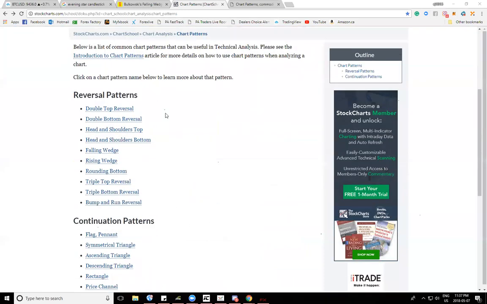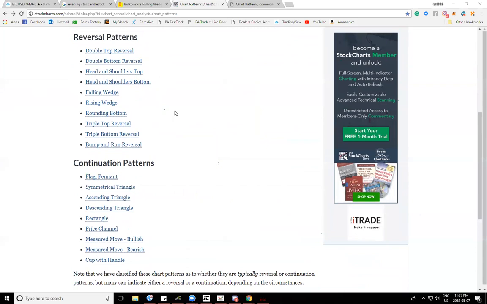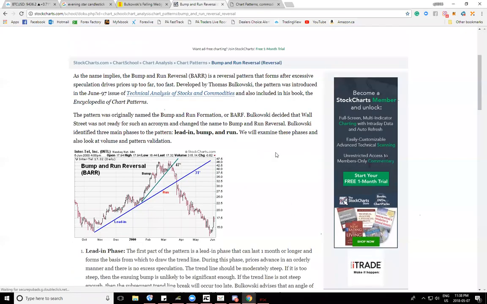But yeah, simple patterns, not a whole lot like Thomas Bulkowski. They focus on the most important ones: double tops, double bottoms, head and shoulders, falling and rising wedge, rounding bottom, triple top, triple bottom, and bump and run. And bump and run is something that I cover in my analysis all the time. I've never covered it with you guys, so maybe we can look at it.